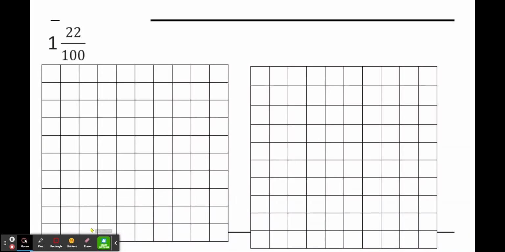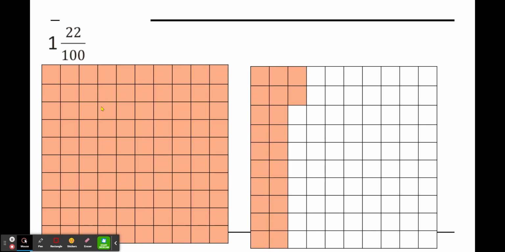All right, so over here we have 1 and 21 hundredths. So we're going to go ahead and represent that with our base 10 blocks or with our fraction tiles. So I use this model to represent 1 and 22 hundredths. So over here, we have one whole, right? So we have one whole, and now we need 22 hundredths more. So here is 10, 20, plus 2 more, so that's 22.